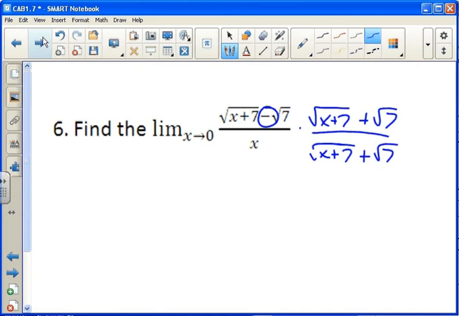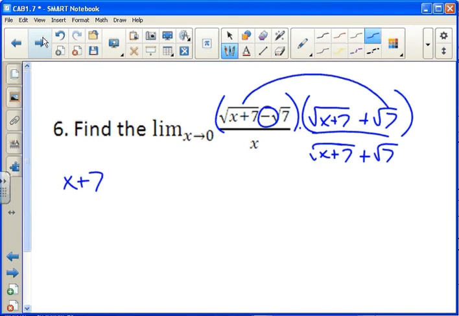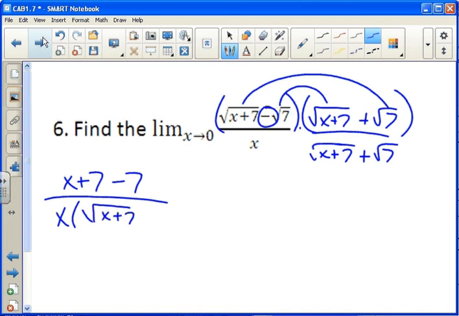Square root of x plus 7 times square root of x plus 7 is x plus 7. And then if you notice, the middle terms cancel. Positive square root of 7 times that, negative square root of 7 times that, those are just going to cancel each other out. So then the last terms, negative square root of 7 times square root of 7 is negative 7. And on the bottom, I'm not going to bother distributing. I'm just going to write it just as it is. So on top, 7 minus 7 cancels, leaving just x on top.